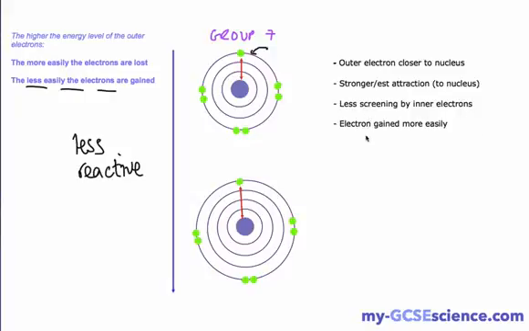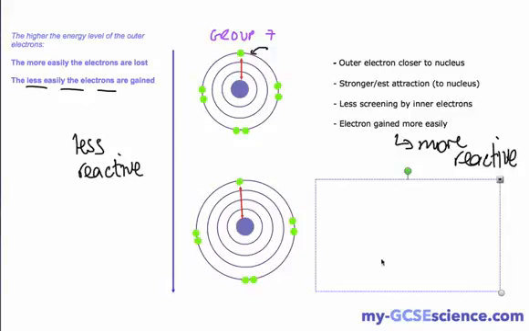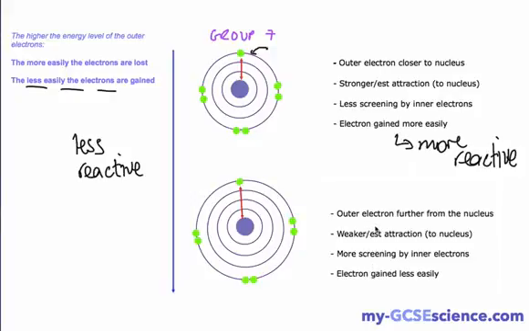So there's less screening by electrons. Electrons are gained more easily. That means because the electrons are gained more easily, it's going to be more reactive. And by now I think you're getting the picture. I bet you can do this one very simply. Outer electrons are further from the nucleus. There's a weaker attraction to the nucleus. There's more screening or shielding by the inner electrons in the inner shells. Therefore electrons are gained less easily. It's harder for an electron to actually join onto that energy level. Look, it's having a really hard time. It's not actually, that force of attraction is not enough to hold it there very easily.